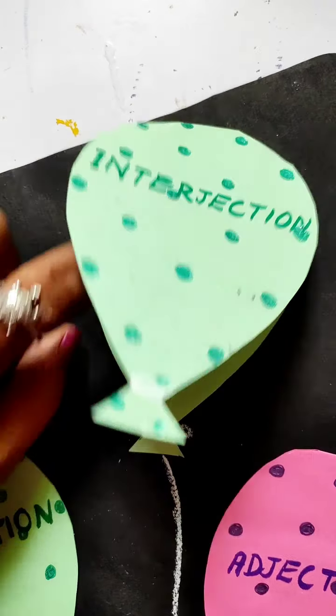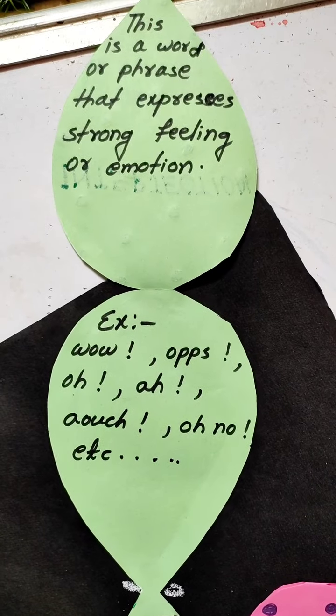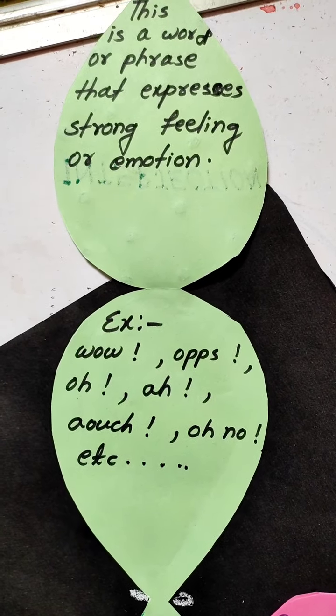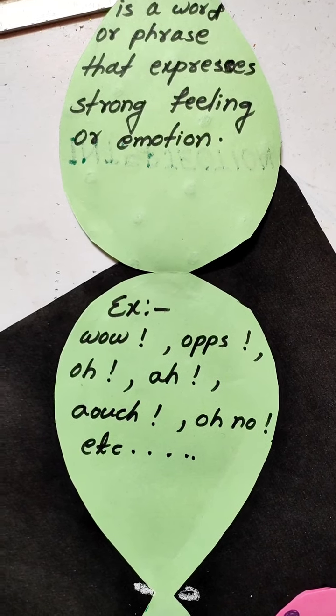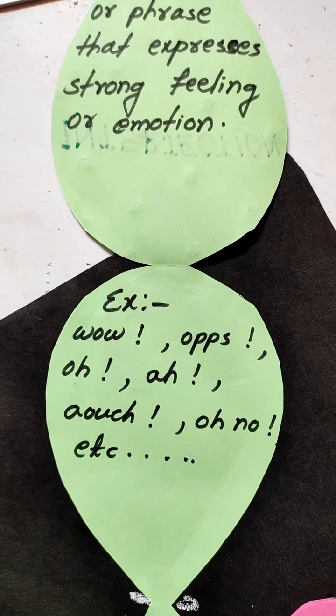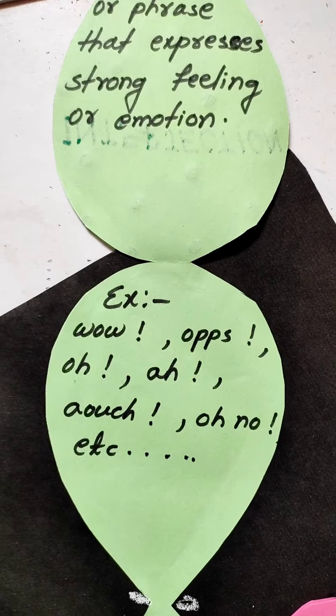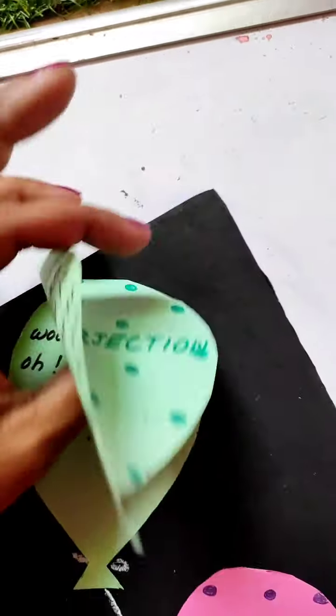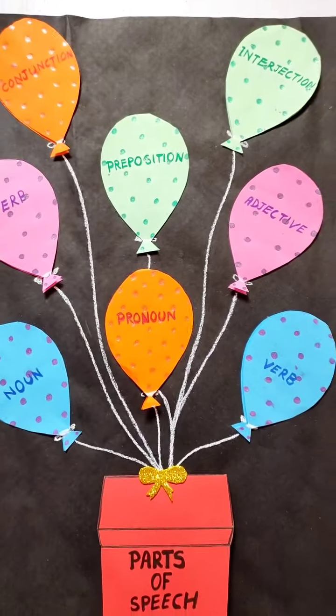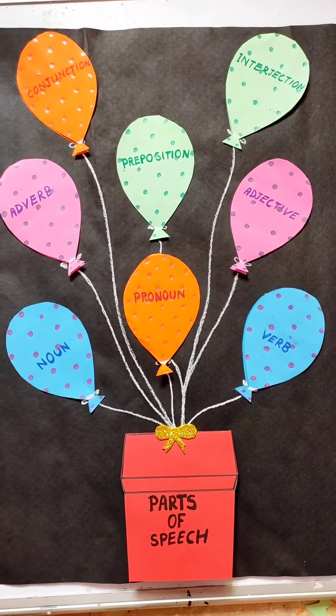Then interjections. This is a word or phrase that expresses strong feeling or emotion. For example, wow, oops, oh, ah, ouch, oh no, etc. So these are the 8 types of parts of speech in English grammar.